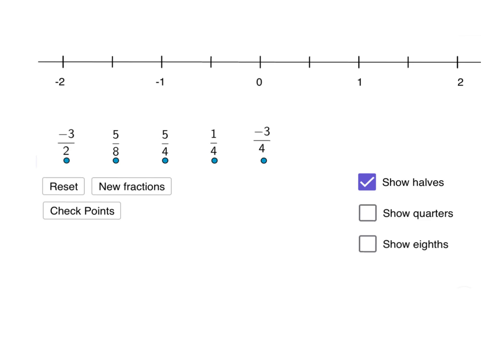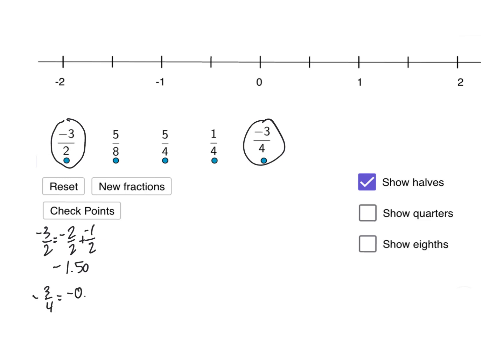Now try your hand at this problem, example 2, and pause the video, see if you can solve it first, and then look back to see if your answer was correct. So we begin with negative 3/2, so let's go back to the negatives. And we said earlier negative 3/2 is the same as negative 2/2 plus negative 1/2. So that would make a negative $1.50. Followed by negative 3/4, and we said 3/4 is 75 cents, so that's negative 75 cents.